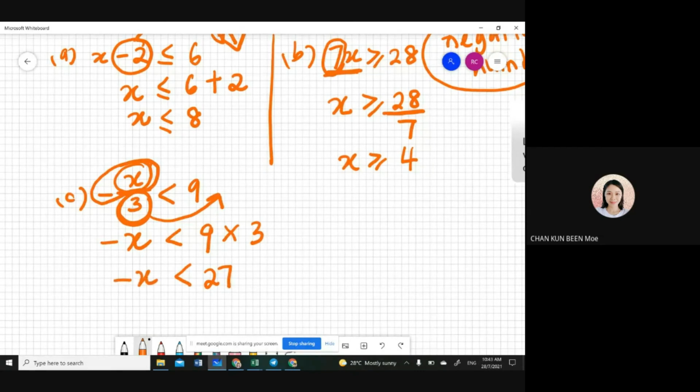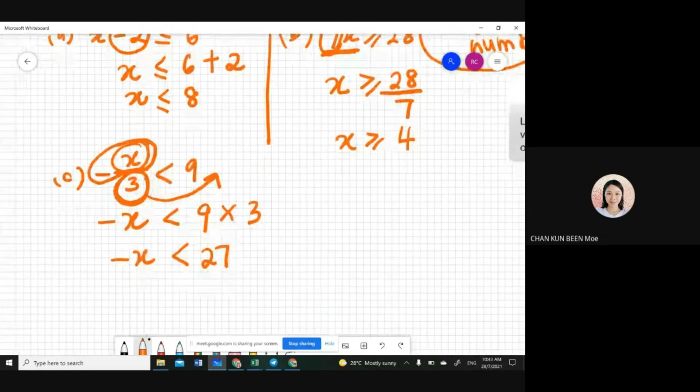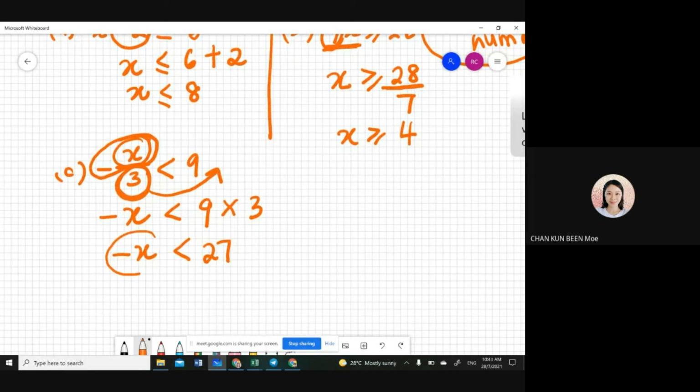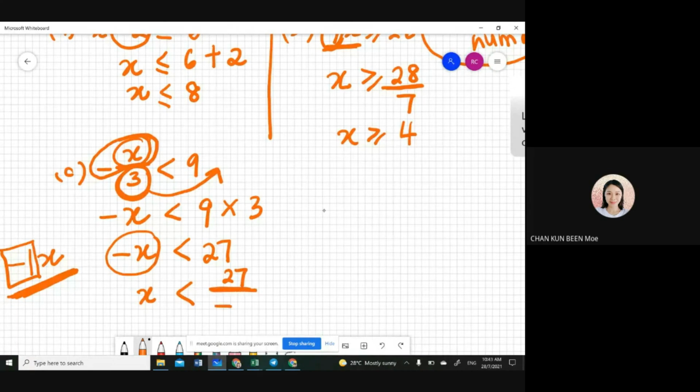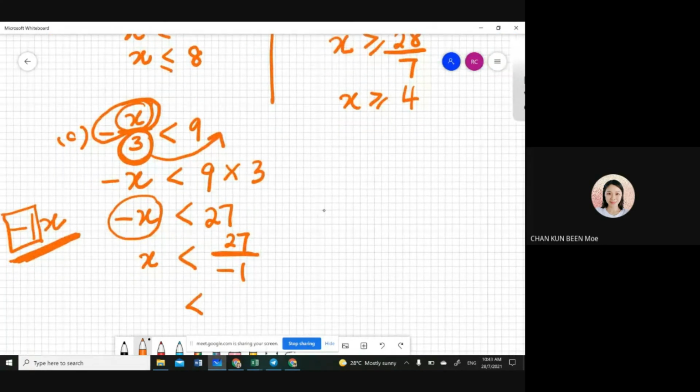But it's not done yet, because we always have to find our answer in the positive form. This negative x means negative 1 times x. So we need to get rid of the negative 1. Therefore, the x will be 27 divided by negative 1. Therefore, the answer will be negative 27.